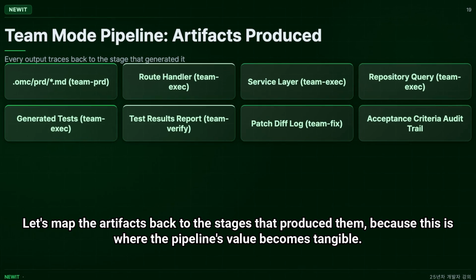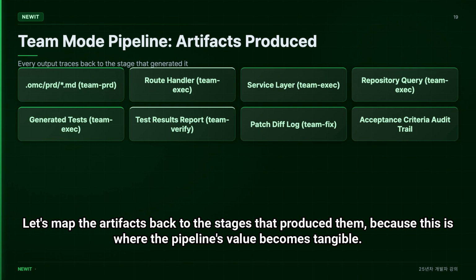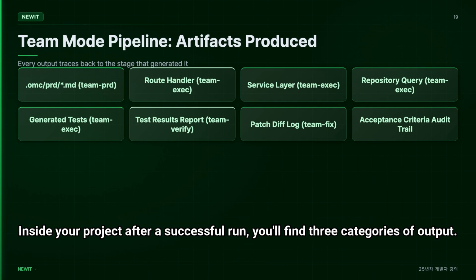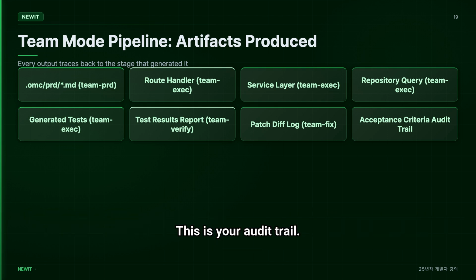Let's map the artifacts back to the stages that produced them, because this is where the pipeline's value becomes tangible. Inside your project after a successful run, you'll find 3 categories of output. First, under the OMC directory, you have the PRD markdown file from Team PRD, with every acceptance criterion listed, every data contract defined. This is your audit trail.